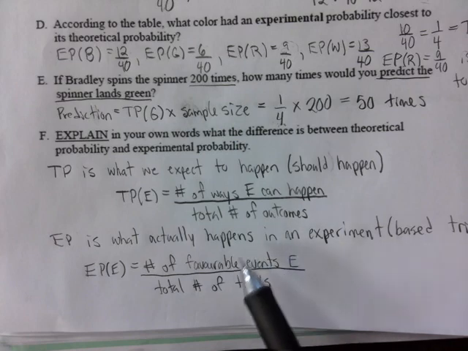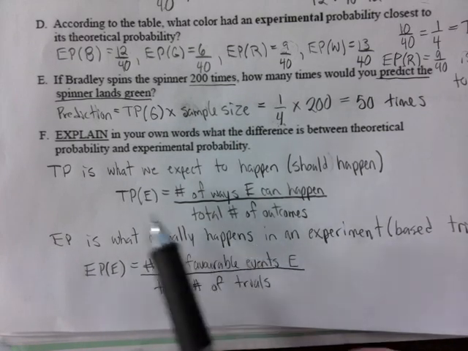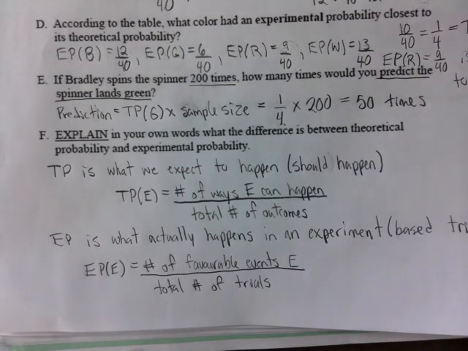But experimental probability is based on what actually happens in an experiment. Theoretical probability is what we expect to happen.